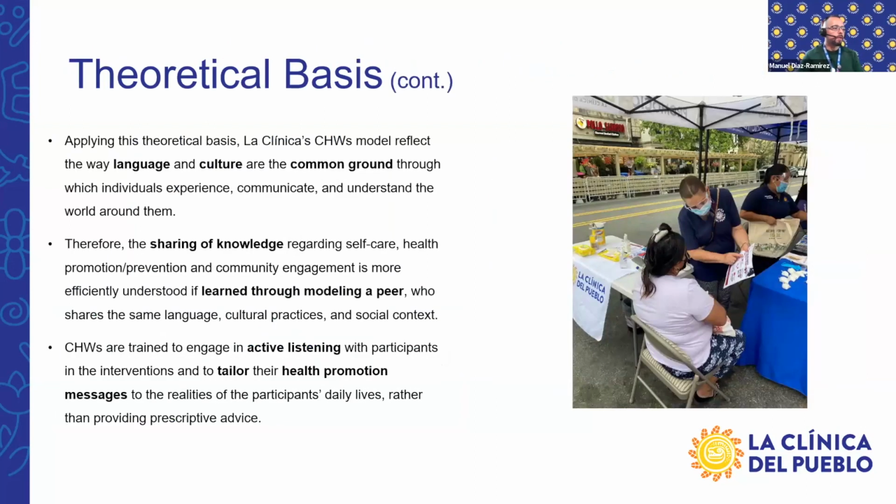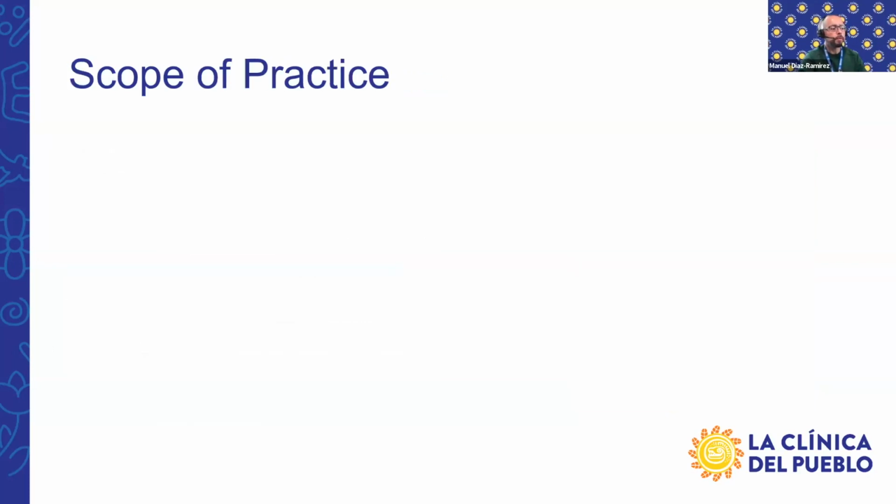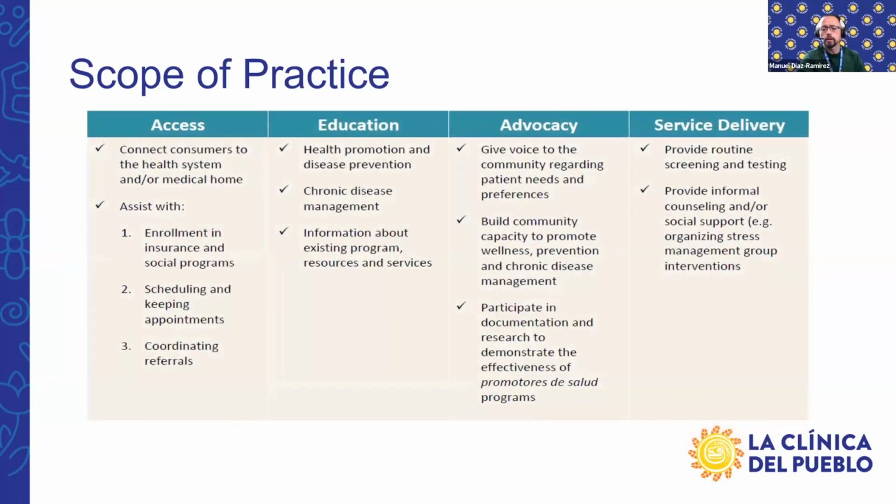In summary, community health workers are crucial to engage with the community and serve as a bridge with the communities we serve. What is our scope of practice for our community health workers model? Basically, four core elements are part of our scope of practice. Community health workers are involved in access, education, advocacy, and service delivery.